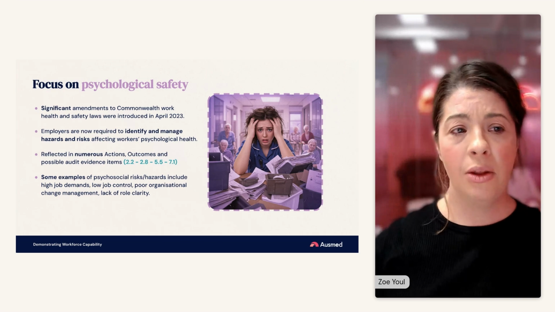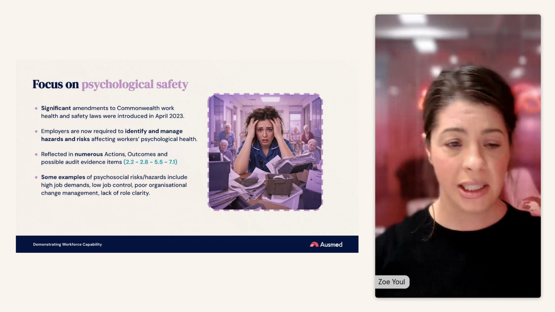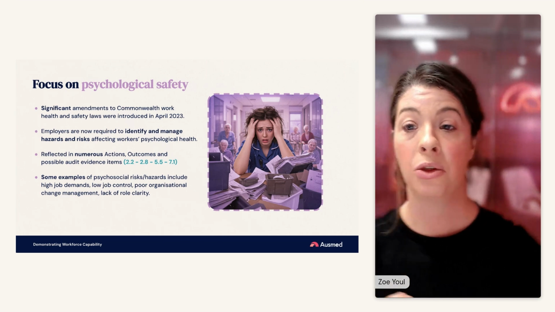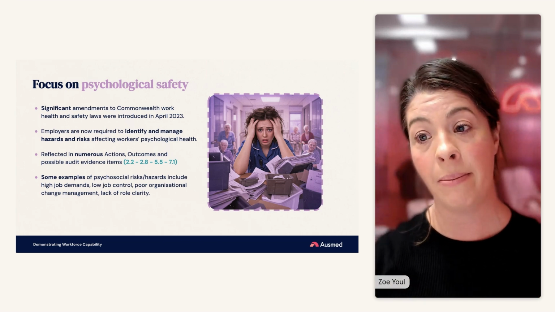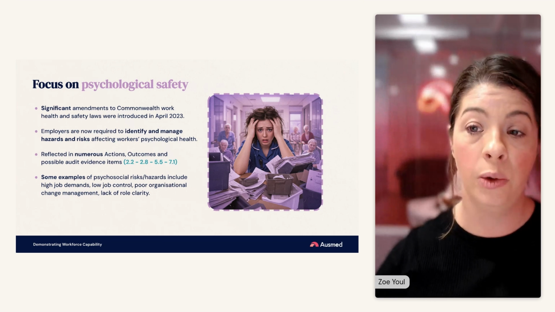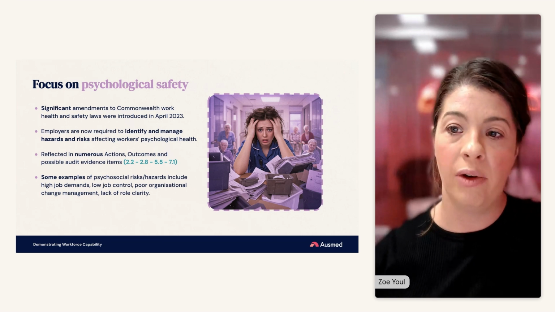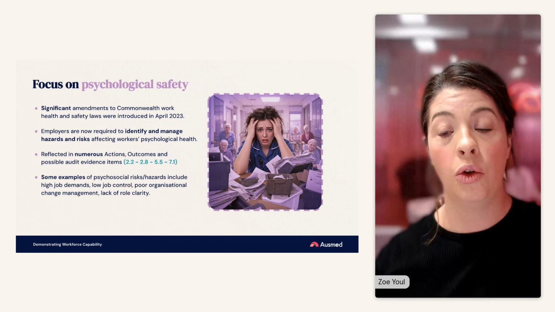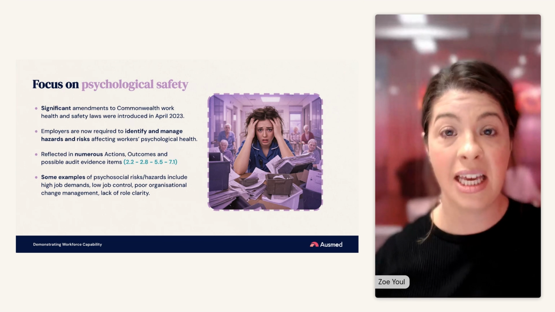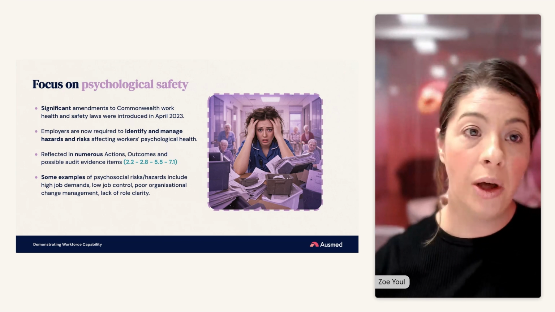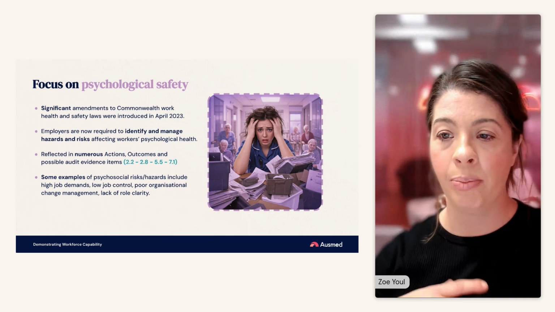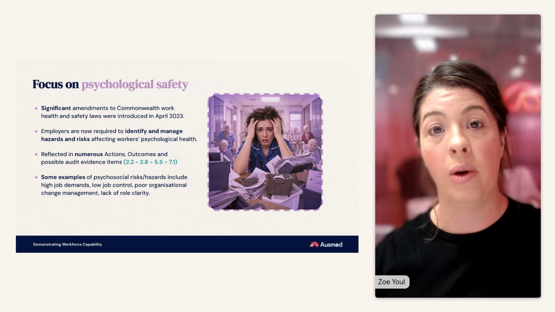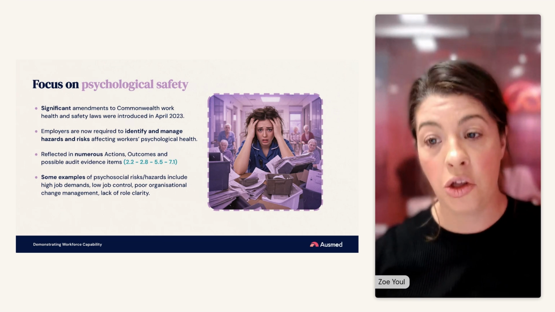So why the focus on psychological safety? Well, as you all know, not last year, two years ago now, April 2023, we had really quite significant amendments to Commonwealth work health and safety laws, and the new requirement was around the need for employers to address hazards and risks affecting not just workers' physical health and safety, but their psychological health. So what this meant was the first time that our work health and safety regulations outlined very specific steps that we must take in order to identify and manage psychological health and safety risks.